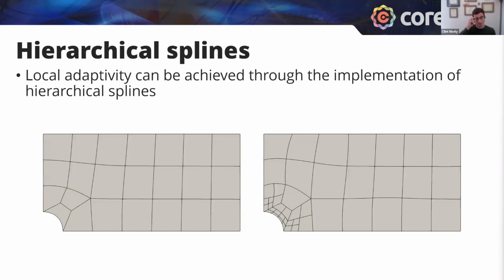So here's an example of hierarchical splines with that local adaptivity. This is an open hole in a plate. This is a quarter symmetry. And you can see here that this is the base discretization on the left, and on the right is after the hierarchical splines with adaptivity has been applied. It applies the splines around the features that are needed, and everywhere else it just leaves alone.